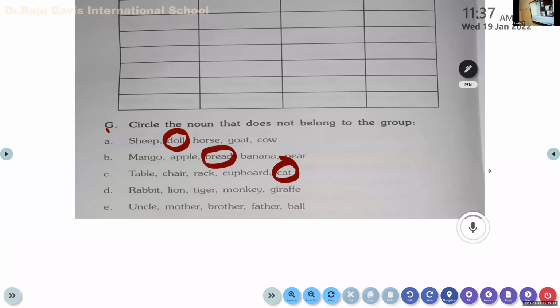Rabbit. Leaf. Read the next question quickly. Rabbit. Lion. Tiger. Monkey. Man. And what is the next word? Monkey. Come on, fast. Monkey and giraffe. Okay, come on, tell me. Which word does not belong to the group? Did you get the idea? Rabbit. Yes, rabbit. Very good. Rabbit is the answer.